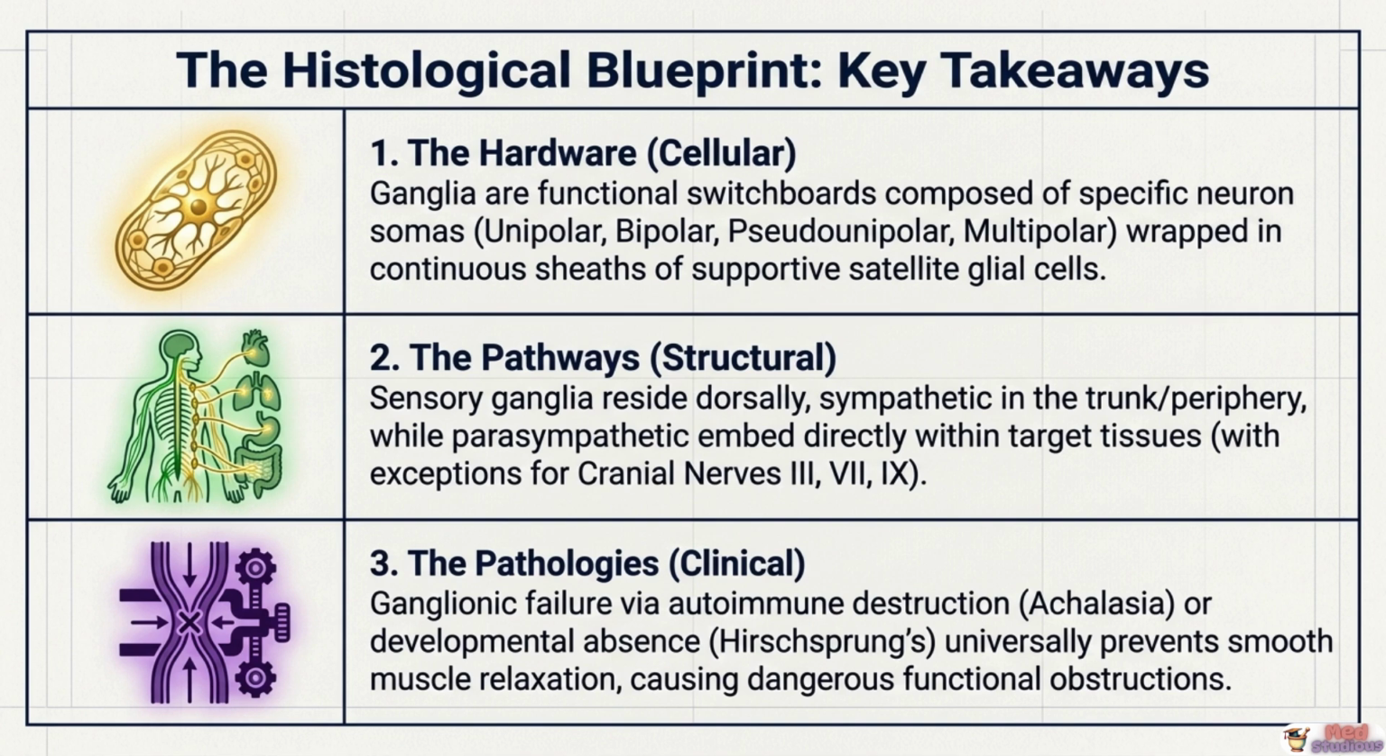Finally, the pathologies. Microscopic ganglionic failure, whether via adult autoimmune destruction in achalasia or infant developmental absence in Hirschsprung's disease, universally prevents smooth muscle relaxation, causing massive, dangerous, and potentially fatal functional obstructions.